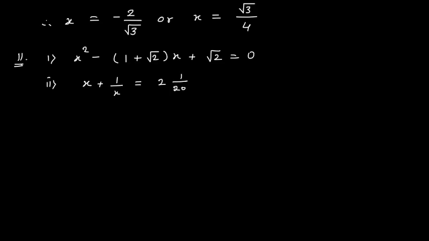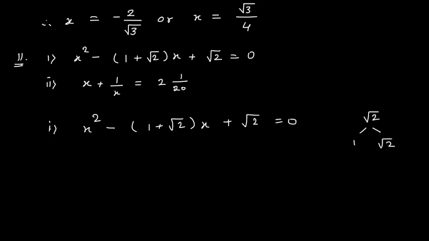Now this 11th question, first part is x square. So if I solve the first part, x square minus 1 plus root 2 x plus root 2. So here you can easily check that this root 2, we can write this as 1 and root 2. Their product is root 2 and their addition is this one. Obviously both are negative. So what we have to do? We have to just open the bracket here. So x square minus x, then minus root 2x, and then plus root 2. This is equal to 0.